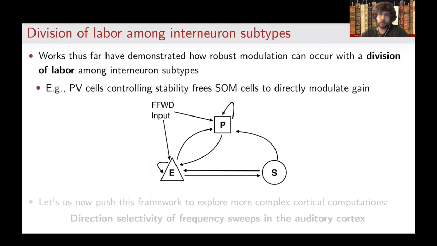Some cells are able to modulate the gain of excitatory neurons as long as they let PV cells worry about the stability of the network. So PV cells are left to the stability of the network. Some cells can then modulate this gain control through this direct pathway.